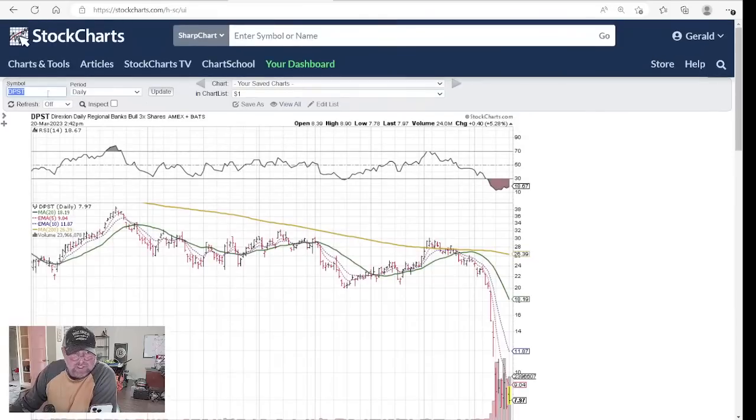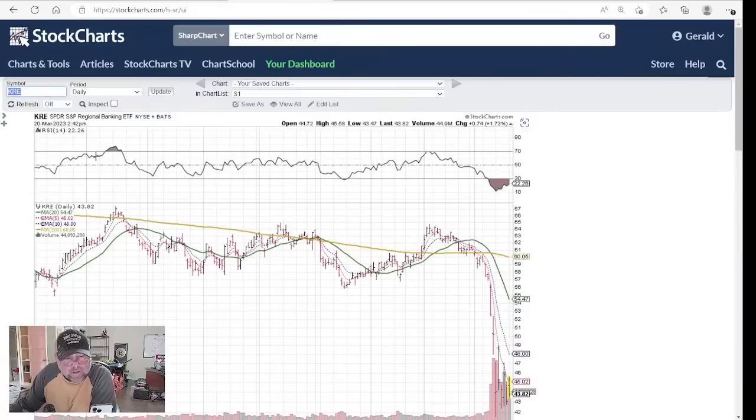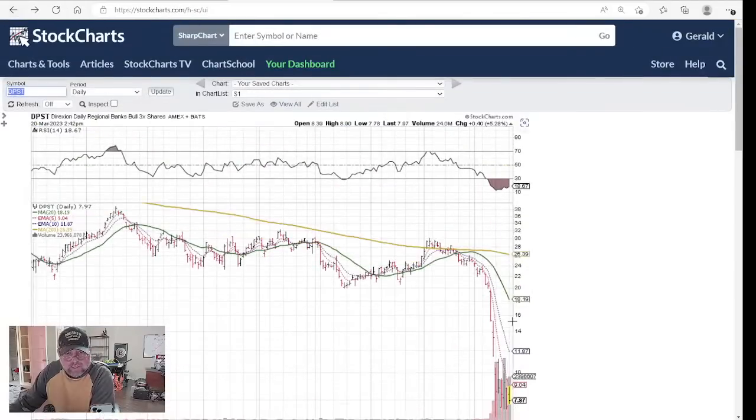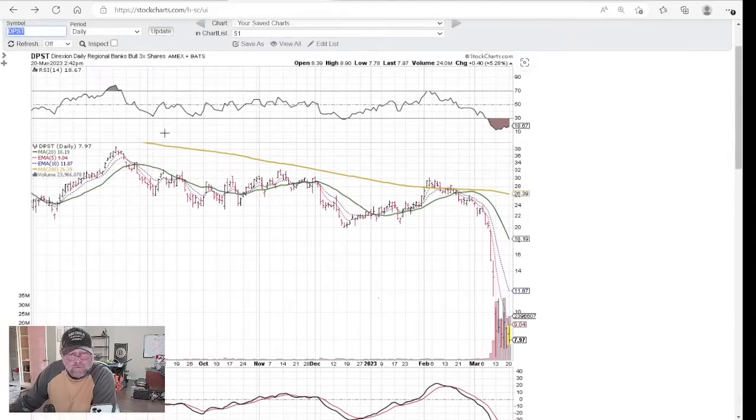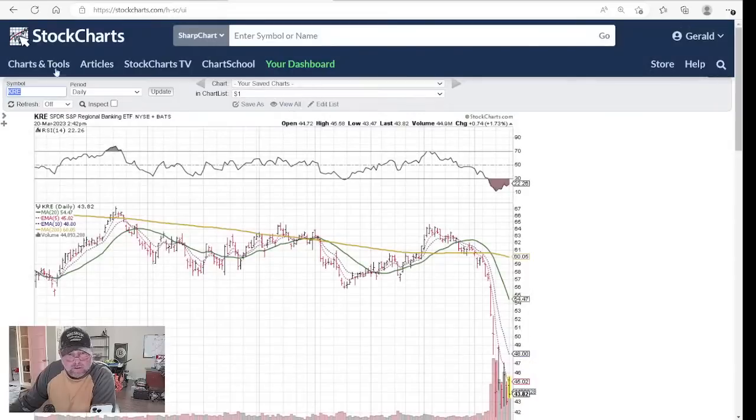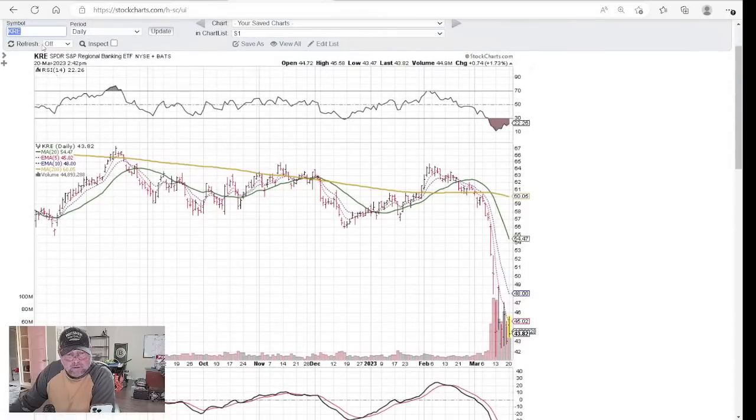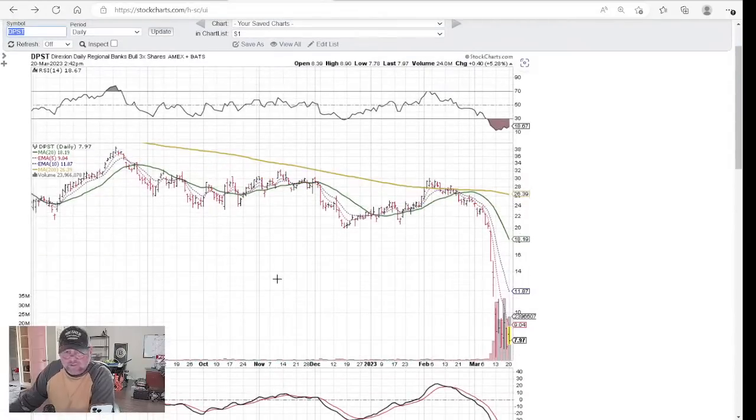The unleveraged is the KRE. Watch. DPST is up 5.28%. KRE up 1.7%. Now, for all you guys that are math majors, did you see what happened? One's 3 times the other. The charts are the same, right? Look, left, right. It's all simple.